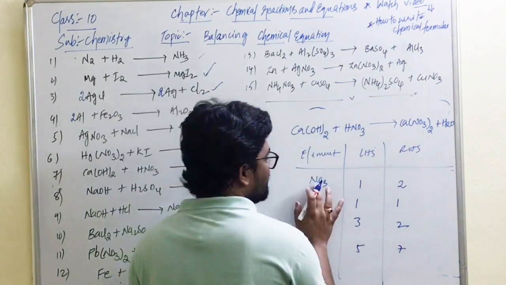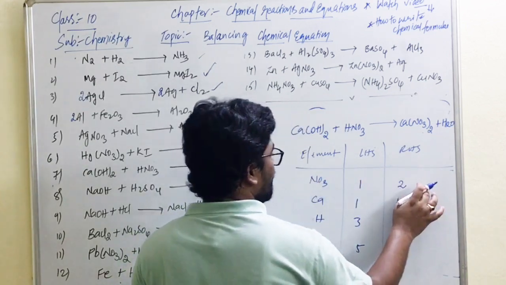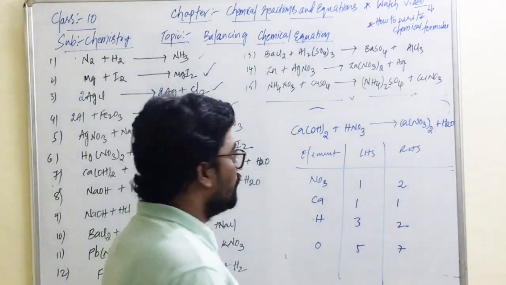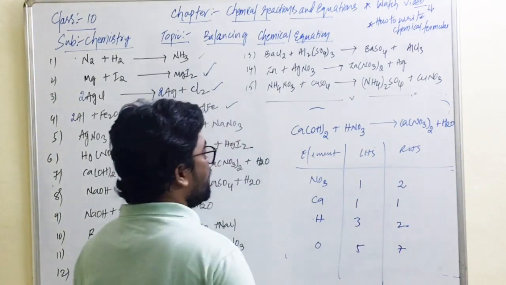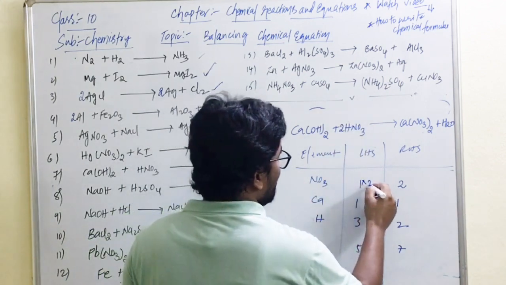First let us balance nitrates. Okay, so 1 on the left hand side, 2 on the right hand side. What we need to do, student? Yes, we need to add a suitable number so that it becomes equal on both the sides. If I place 2 before HNO3, now nitrates are balanced.